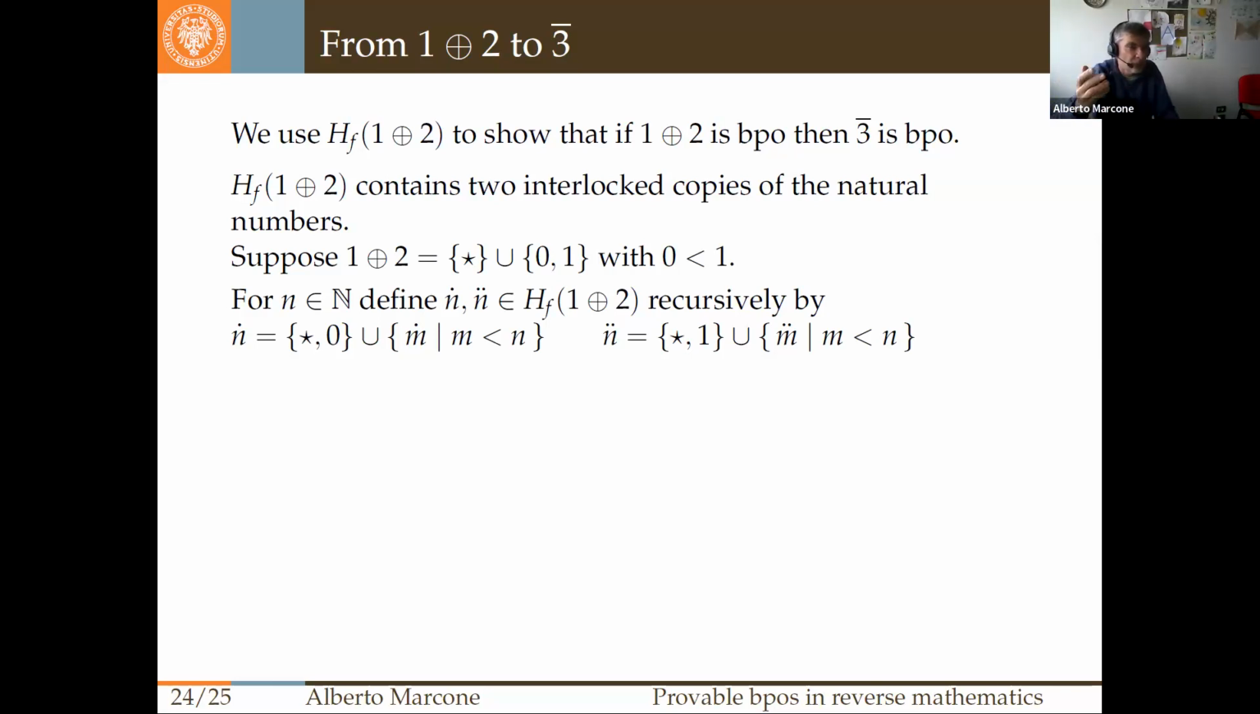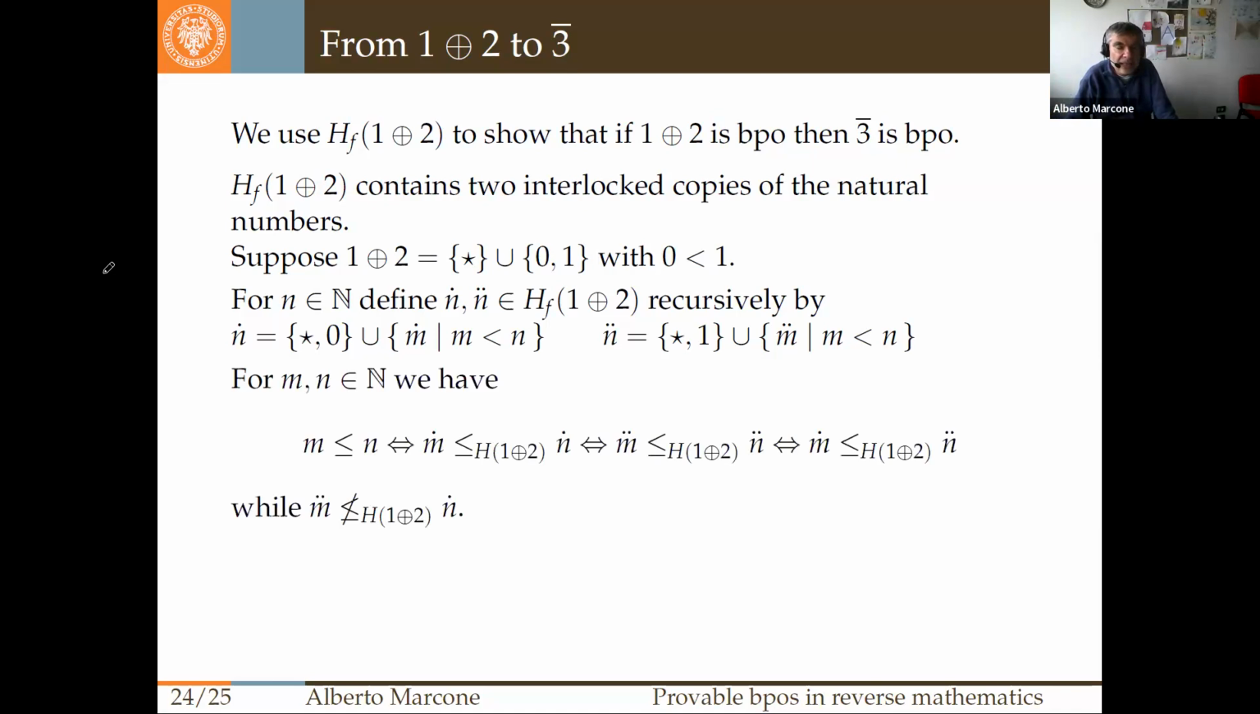It's similar to the sort of von Neumann construction, but I have these ur-elements, star and 0, which are in any dot of any natural number. And I do essentially the same with double dot, just that instead of starting with star and 0, I start with star and 1. So I have 1, 1 is larger than 0, it's something larger.